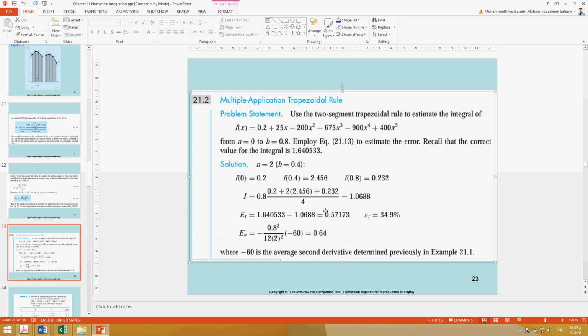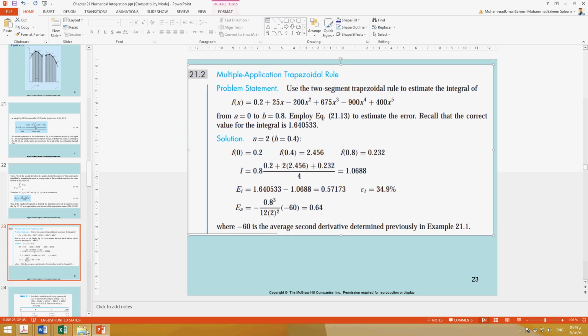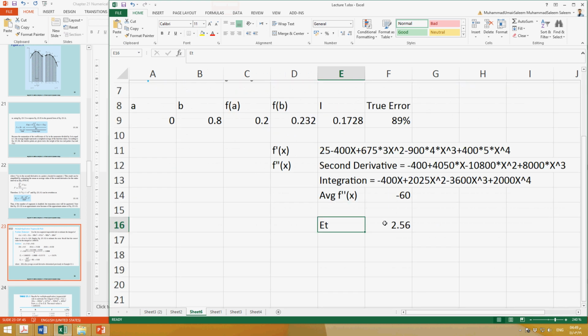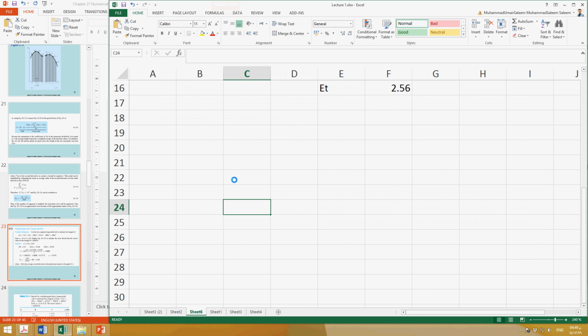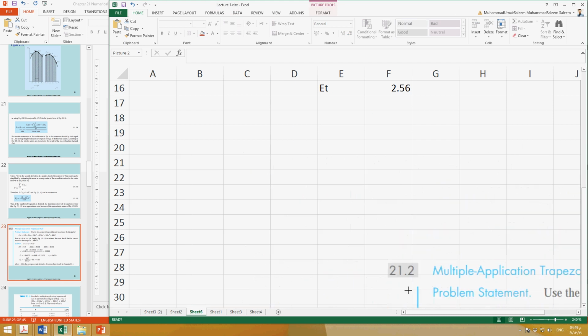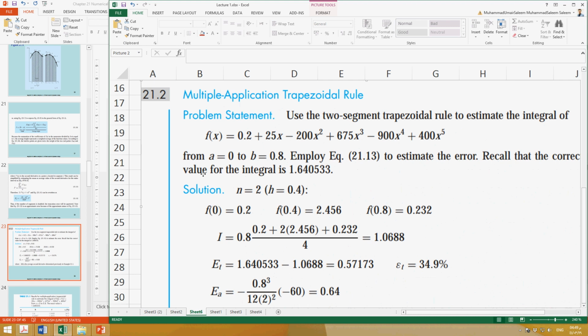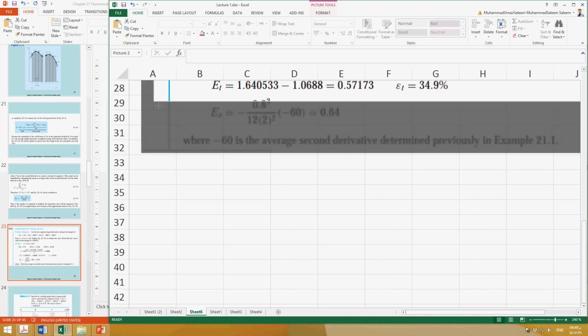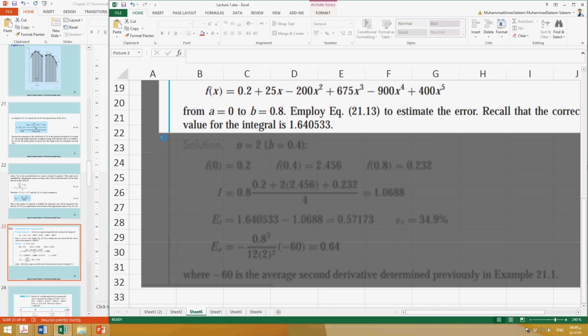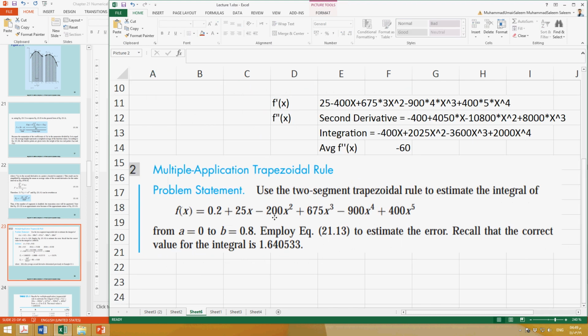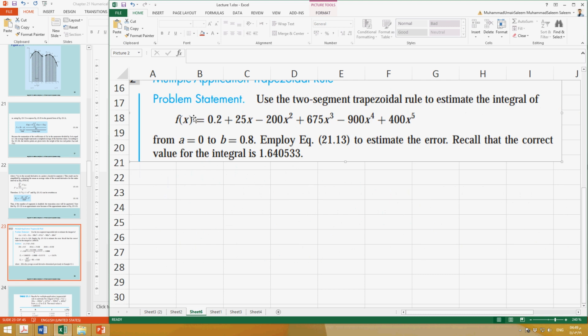So let's solve the same example, but now we want to solve it for multiple points. Let me first crop it. So this is the example where the function is the same, a is 0, b is 0.8, and the number of segments is two, so we have to consider two segments. So we can say that n is equal to 2.